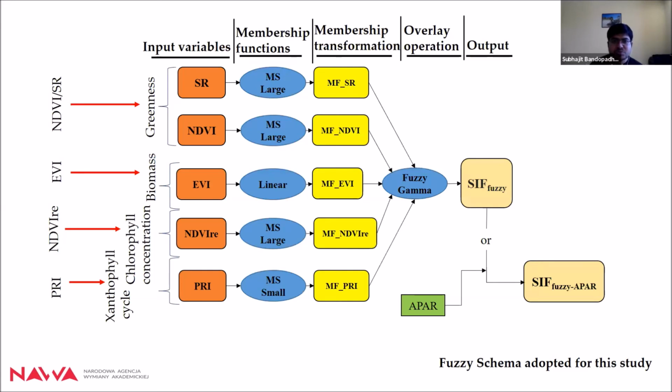This is the whole processing chain of the data set. Here you can see the different vegetation indices. With the different membership functions, we received different membership maps of the variables. Finally, we combined all the membership maps into the fuzzy gamma simulator to get the CIF fuzzy, and then we further injected the APAR signal into the CIF fuzzy to get the CIF fuzzy APAR.